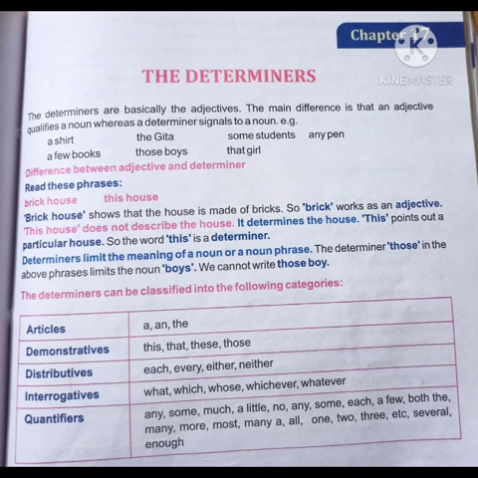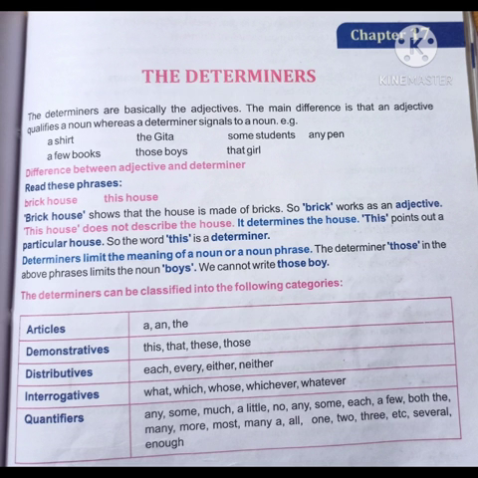Okay, a shirt, the Gita, some students, any pen, that girl, those boys, a few books. You can see beta, according to the subjects, different types of adjectives have been used. Okay, for example, a shirt, a few books, the Gita, those boys. You have noticed that there is a difference between these words. So this is the difference between determiners and adjectives beta.